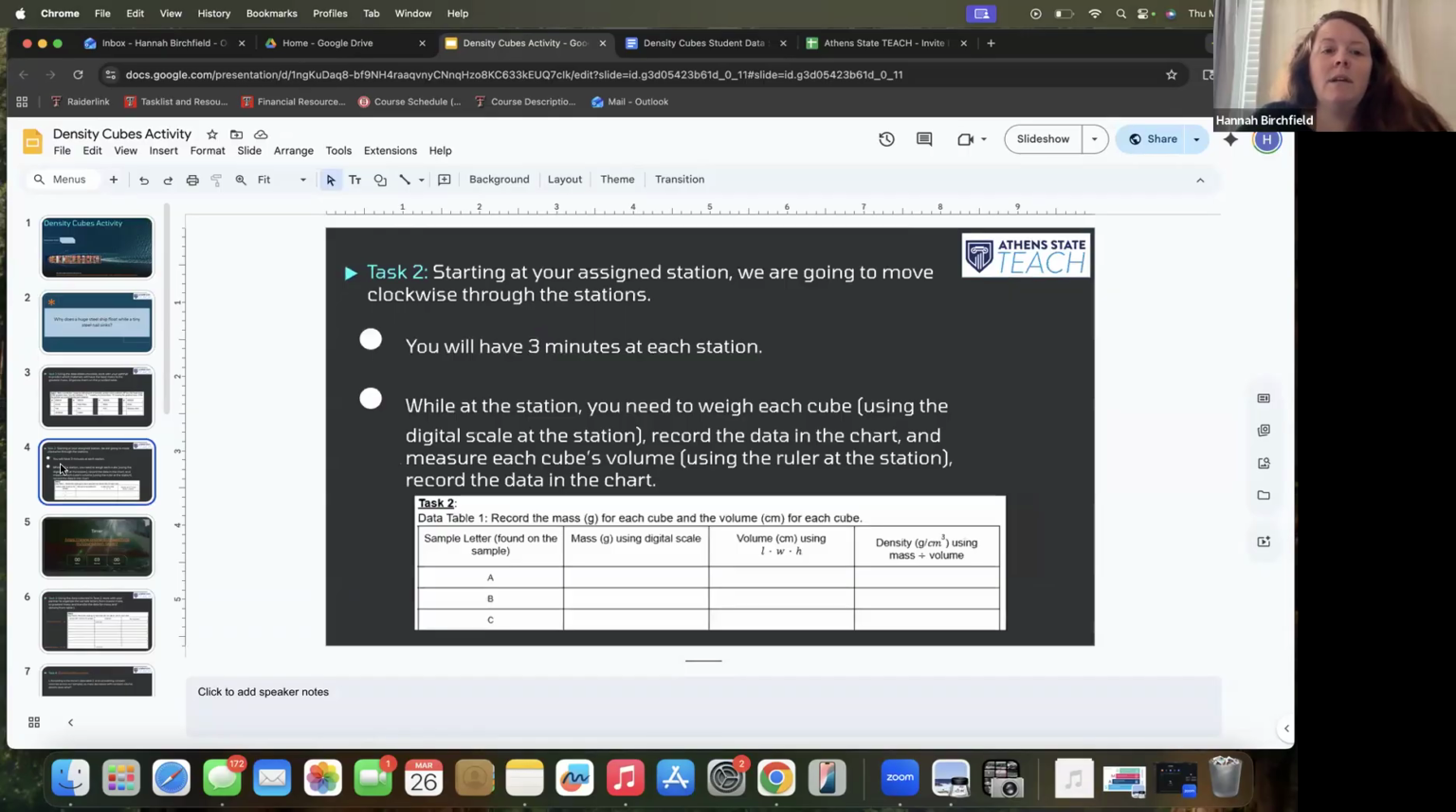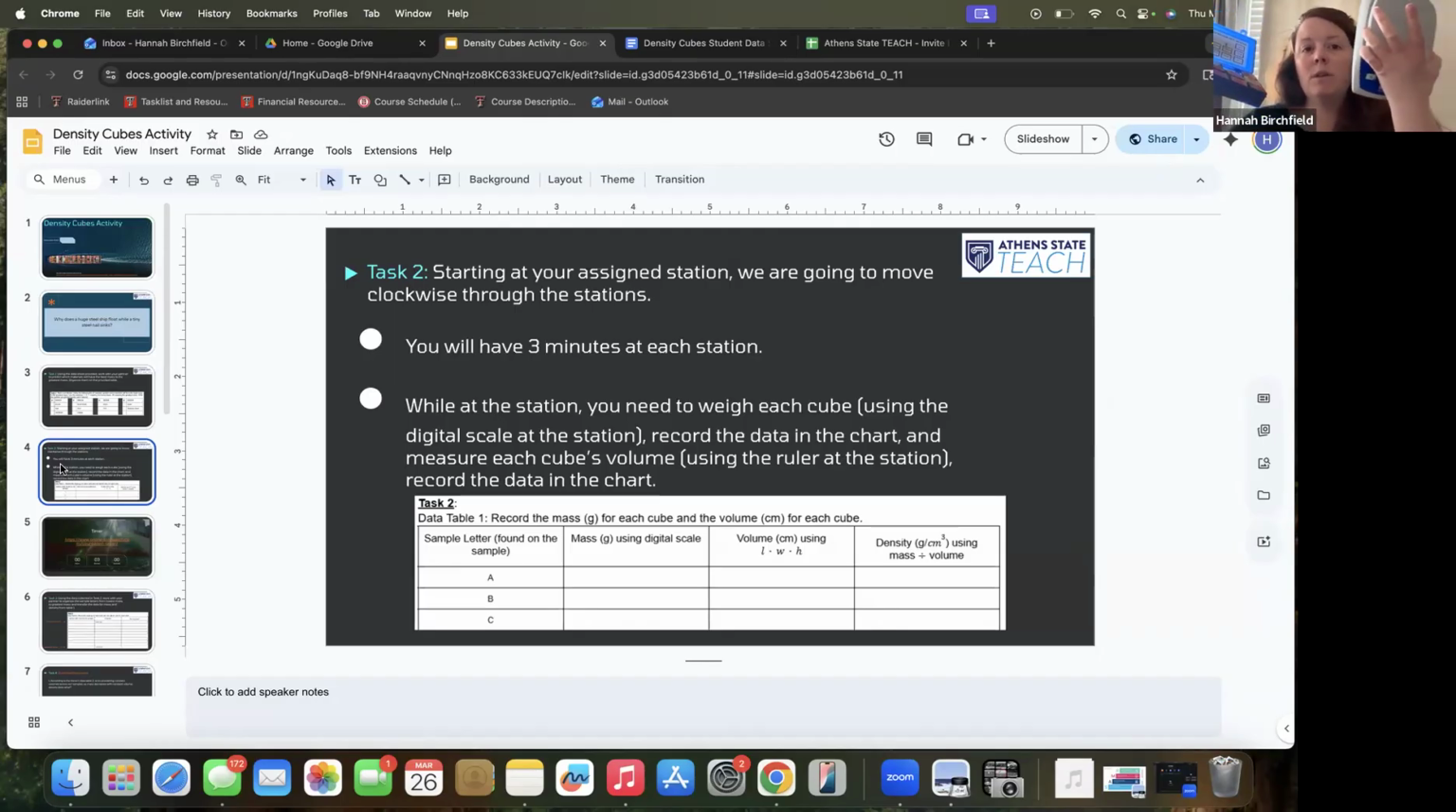Next slide is task two, starting at your assigned station. And so we talked about this in class. I suggest having 5 stations per set of density cubes. So each set of density cubes has 10 cubes. And if you have 5 stations, you would have 2 cubes at each station.